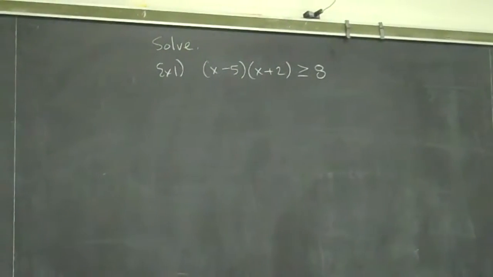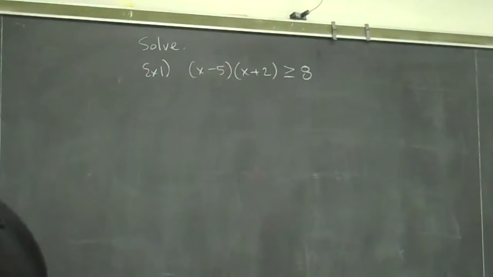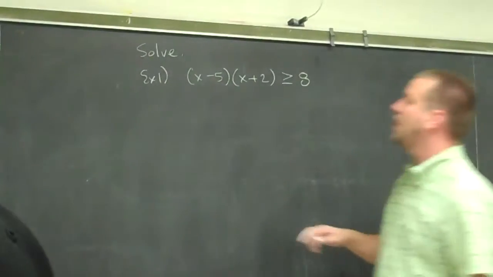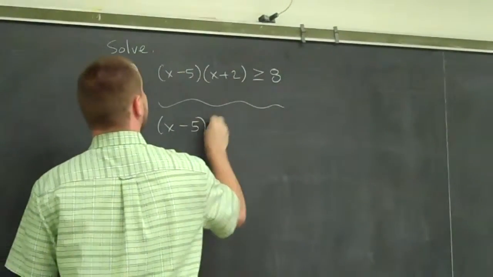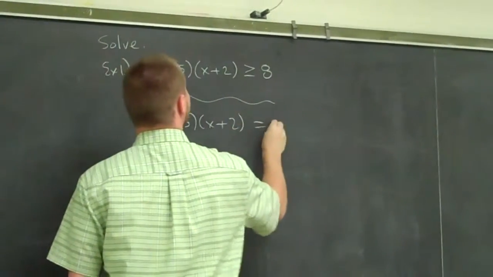Pretend it didn't say greater than or equal to. Pretend it didn't say less than. Just pretend like it said equals. Okay? The related equation is this guy, x minus 5 times x plus 2, but this time it just equals 8.